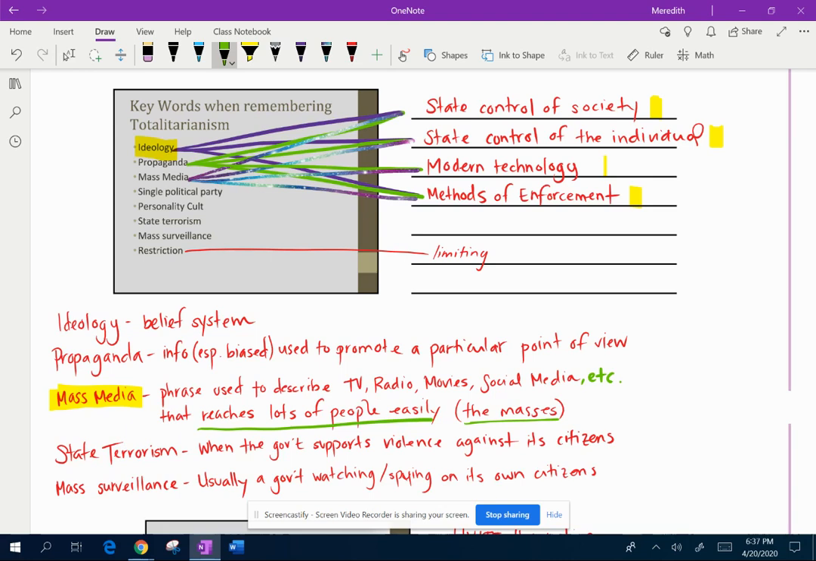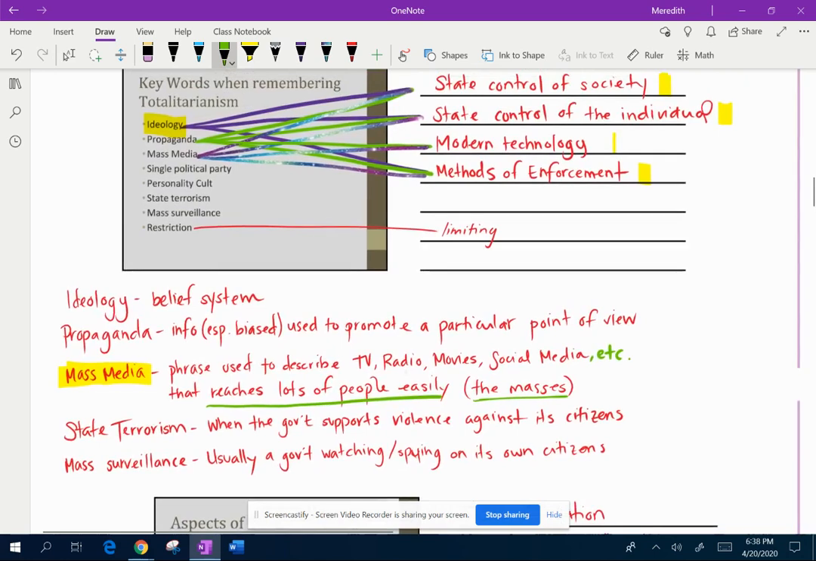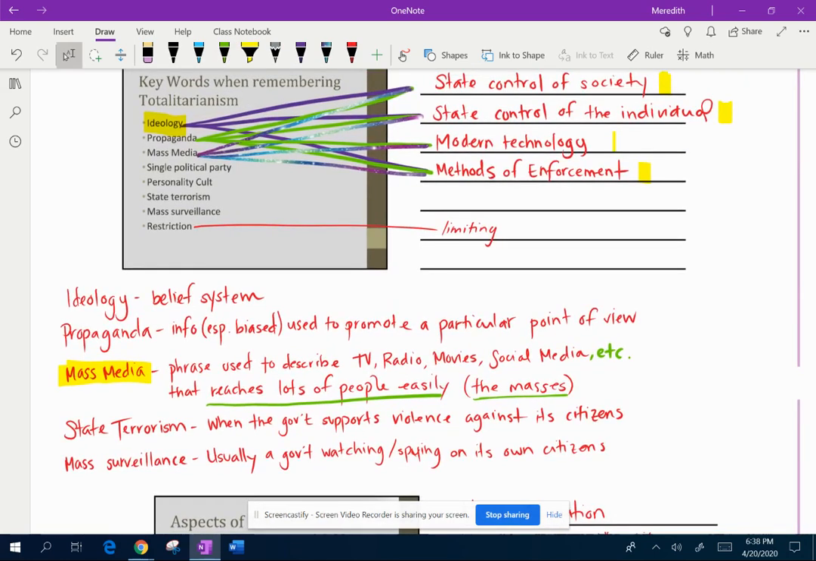And that's also the school's problem with Zoom, right? Is that Zoom is selling your information to companies like Facebook. And that was the government's problem with Facebook, is that they were selling information that they were collecting to other companies. So mass media is just looking at any possible way that anyone could use media to get in contact with people and brainwash them or influence them. Single political party, we already talked about that. I'm going to hold off on the personality cult because that's the next slide and it's really good.